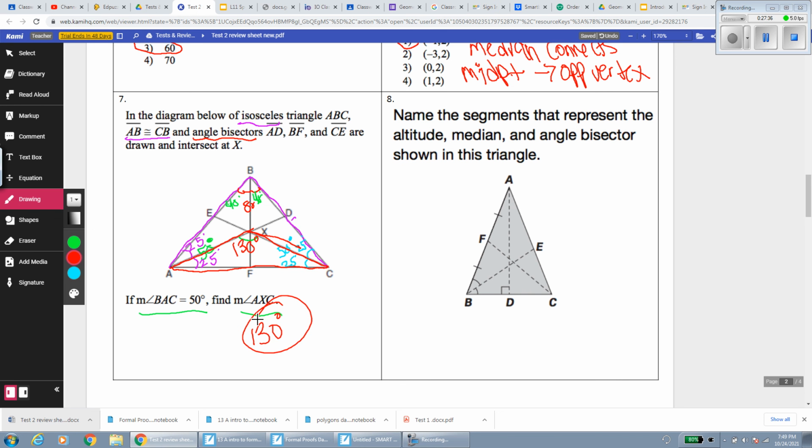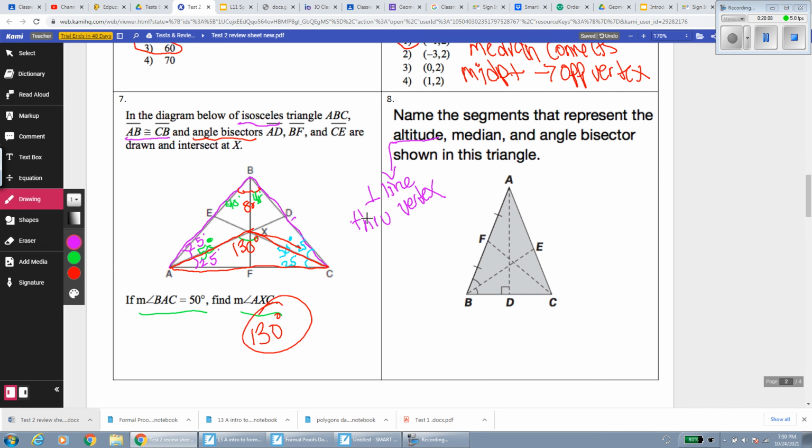And in question 8, it says name the segments that represent the altitude, median, and angle bisectors shown in this triangle. So this is when we're going to have to go back to the definitions of the 4 triangle segments and see what applies to which of the segments here. An altitude, I'm using purple for that, remember, is just a perpendicular line through the opposite vertex. So I'm going to write that down, perpendicular line through the vertex.